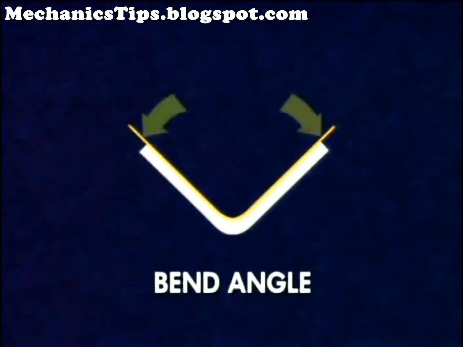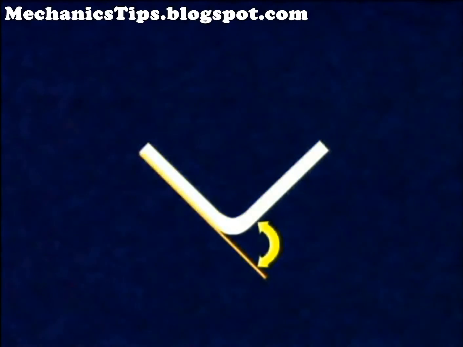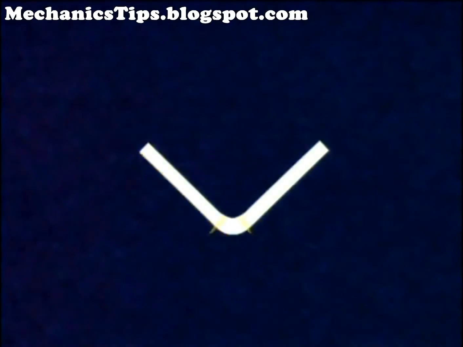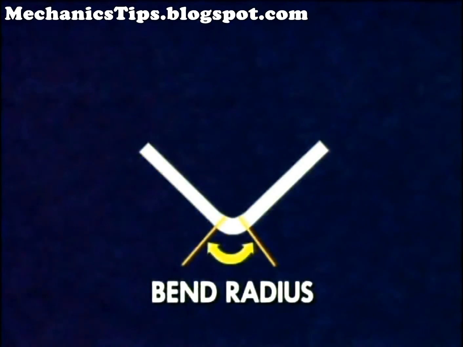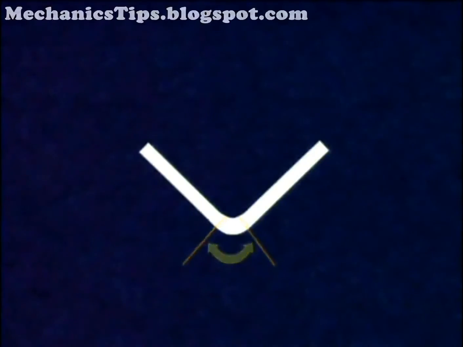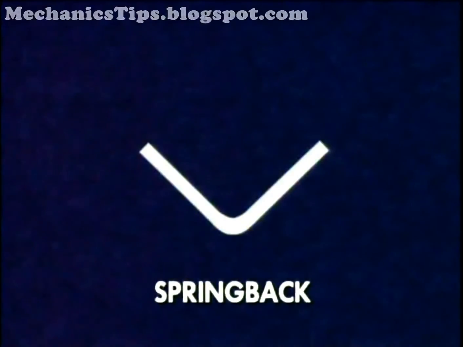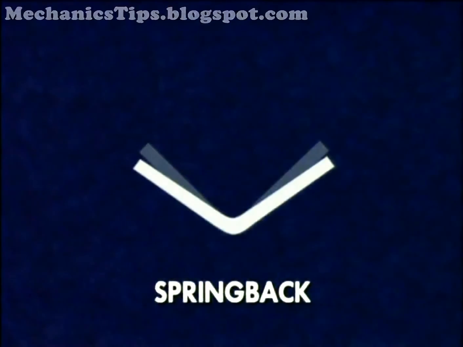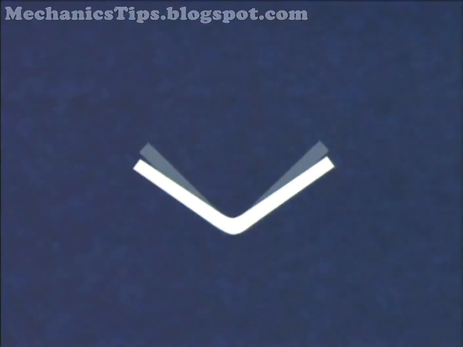The bend angle is usually the included angle of the bent workpiece. It can also refer to the supplementary angle formed by the two bent tangent lines. The bend radius is a tangent line where the flat, straight section of the part stops and the radius of the bend begins. Spring back is the tendency of the material to return to its original form. Spring back typically ranges from 2 to 4 degrees.